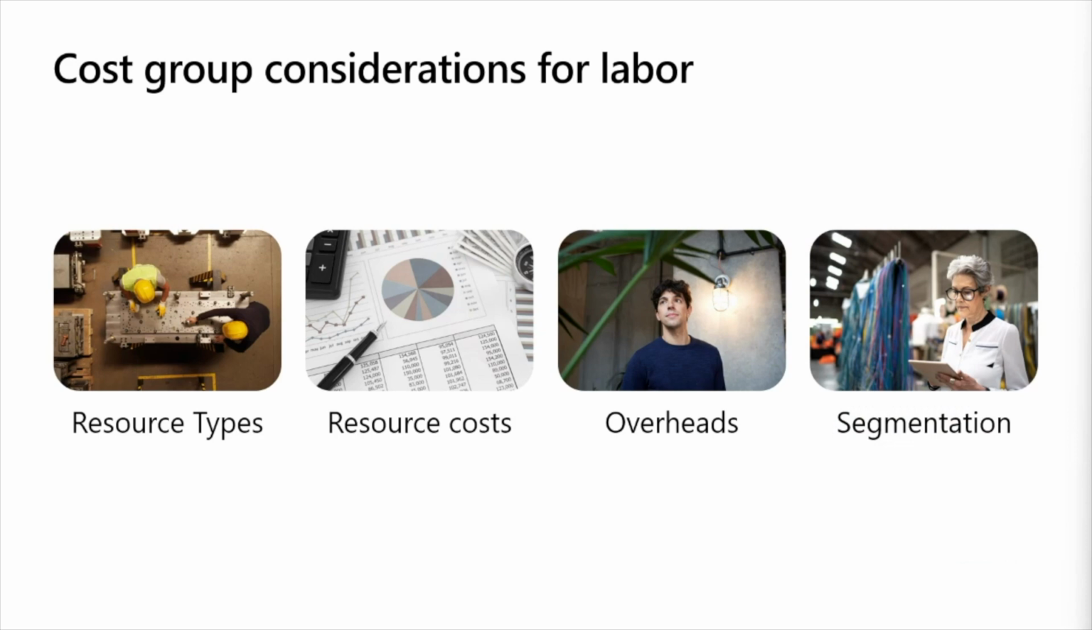Lastly is the segmentation consideration for your labor-related cost groups. When we think about segmentation, it really comes down to a business preference. You'll want to think about the level of detail versus summarization that you want in the costing sheet. Examples of ways that you might segment your labor is by a department or a work cell, for example.